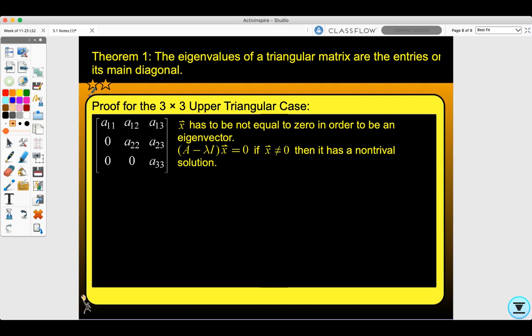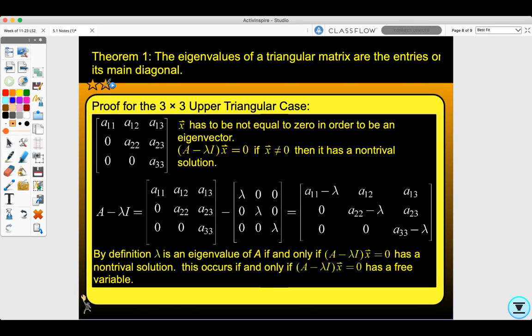If vector x is not equal to 0, then it has a non-trivial solution. So when I have A minus lambda I, here I have my upper triangular matrix minus lambda I, we would have all of these minus lambda. By definition, lambda is an eigenvalue of A if and only if (A minus lambda I)x equals 0 has a non-trivial solution. This occurs if and only if (A minus lambda I)x equals 0 has a free variable.